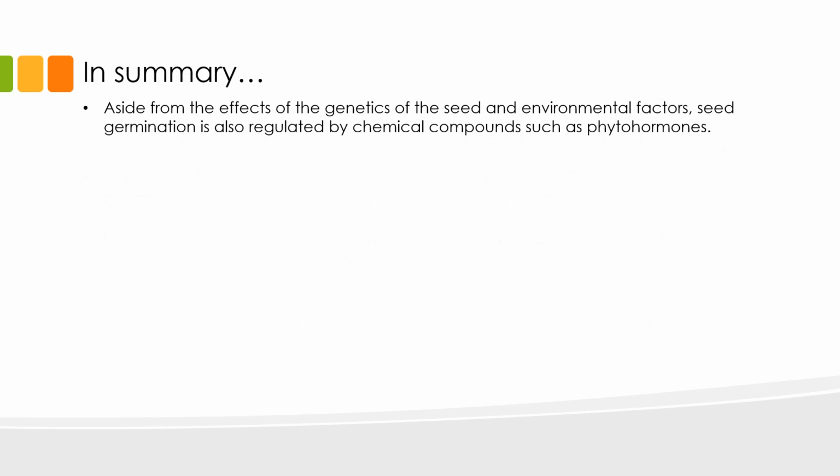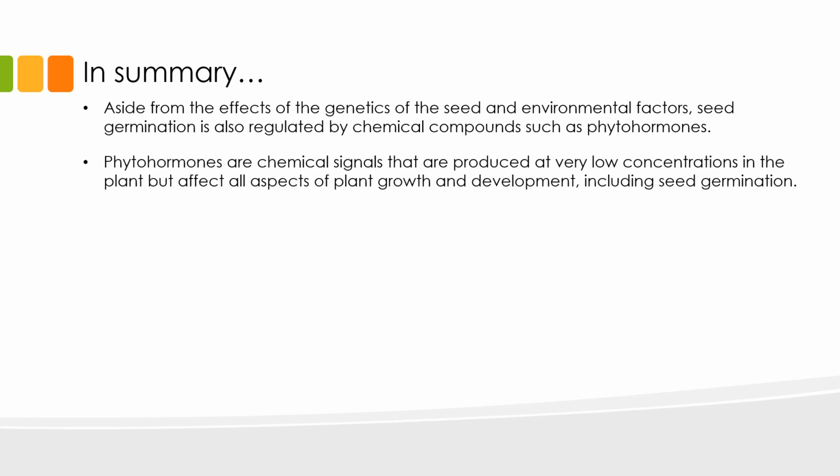In summary, aside from the effects of the genetics of the seed and environmental factors, seed germination is also regulated by chemical compounds known as phytohormones. Phytohormones are chemical signals that are produced at very low concentrations in the plant but affect all aspects of plant growth and development, including seed germination. The five major classes of plant hormones are abscisic acid, gibberellic acid, cytokinin, auxin, and ethylene. Each of these plant hormones regulates seed germination in various ways.